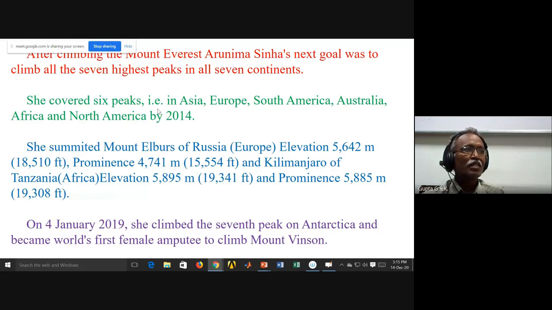She covered 6 peaks, in Asia, Europe, South America, Australia, Africa, and North America, by 2014. She summited Mount Elbrus of Russia, elevation 5,642 meters, prominence 4,741 meters, and Kilimanjaro of Tanzania, elevation 5,895 meters, prominence 5,885 meters. On 4th January 2019, she climbed the 7th peak in Antarctica, Mount Vinson, and became the world's first female amputee to do so. Okay, so this is the greatest achievement.